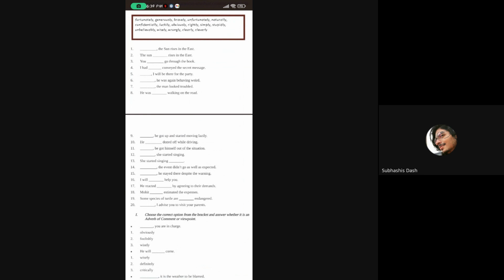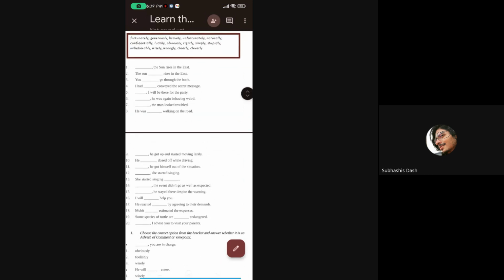Naturally and obviously. Okay, yeah, you can say naturally the sun rises in the east. That's correct. Obviously the sun rises in the east? Obviously is more of a comment adverb, it's more opinion based. So do you think it would fit here? Can you say obviously the sun rises in the east? No. So naturally would be the best fit here. Obviously has more flavor of a comment adverb. So it's better you reserve those kind of things.